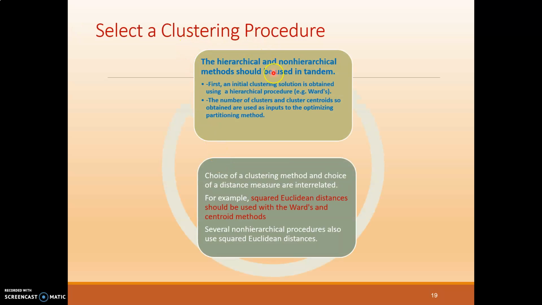Next, select a clustering procedure. The hierarchical and non-hierarchical methods should be used in tandem. First, an initial clustering solution is obtained using a hierarchical procedure, that is Ward's method. The number of clusters and cluster centroids obtained are used as input to the optimizing partitioning method. Next, the choice of clustering method and the choice of distance measure are interrelated. For example, squared Euclidean distance should be used with Ward's method and also the centroid methods. Several non-hierarchical procedures also use squared Euclidean distance.